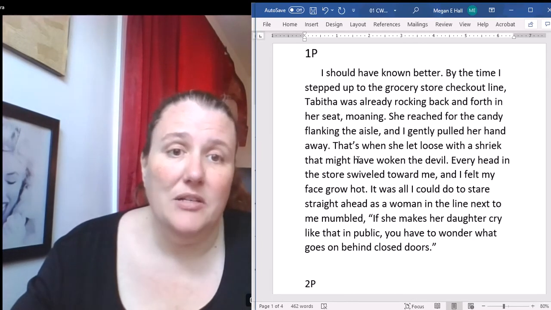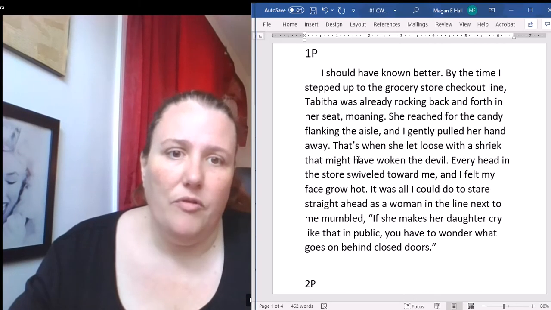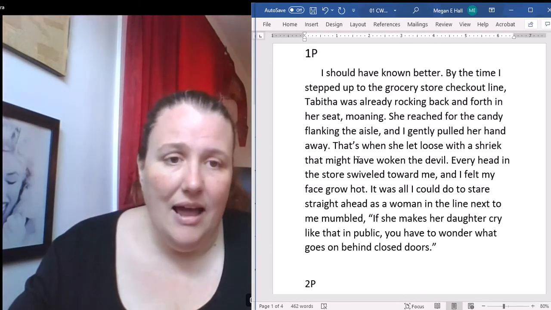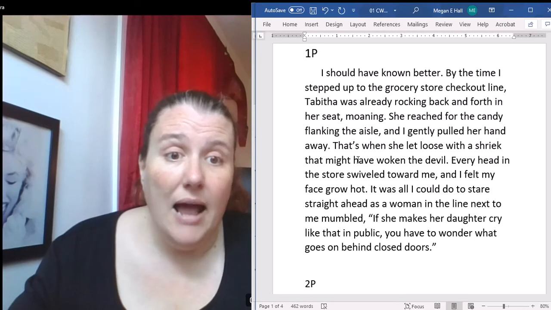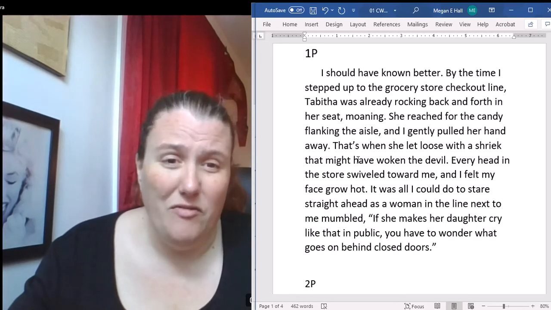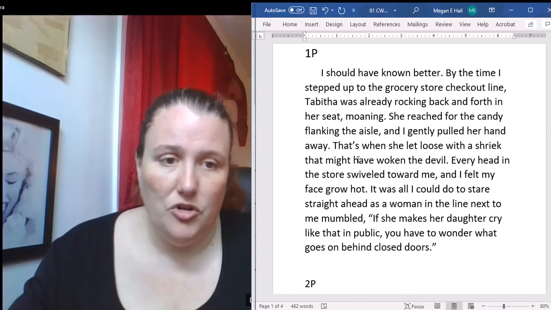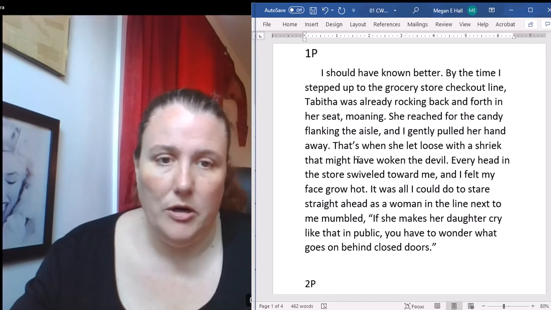By the time I stepped up to the grocery store checkout line, Tabitha was already rocking back and forth in her seat, moaning. She reached for the candy flanking the aisle, and I gently pulled her hand away. That's when she let loose a shriek that might have woken the devil. Every head in the store swiveled toward me, and I felt my face grow hot. It was all I could do to stare straight ahead as a woman in line next to me mumbled, "If she makes her daughter cry like that in public, you have to wonder what goes on behind closed doors."